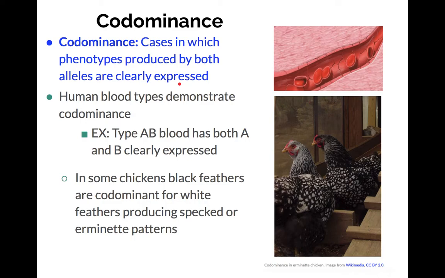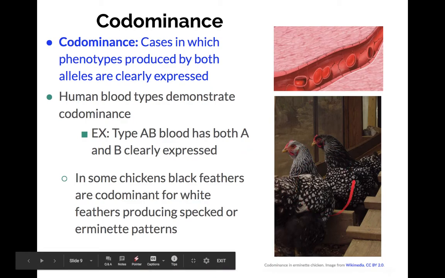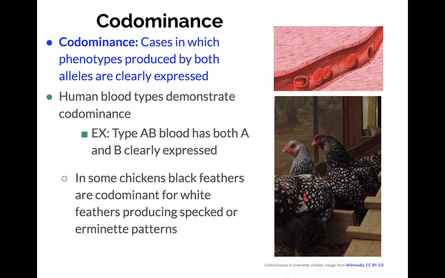Human blood types demonstrate codominance. So, for example, type AB blood has both A and B clearly expressed. And in some chickens, black feathers are codominant for white feathers, and they produce what we call speckled or erminet chickens. So, this would be an example of codominance because you can clearly see both white and black.